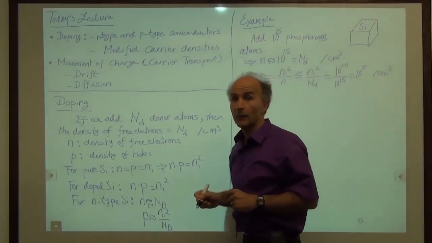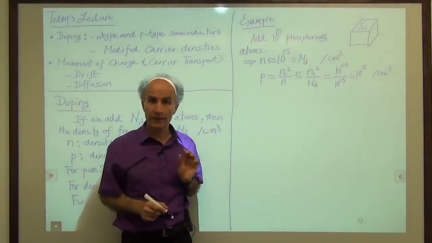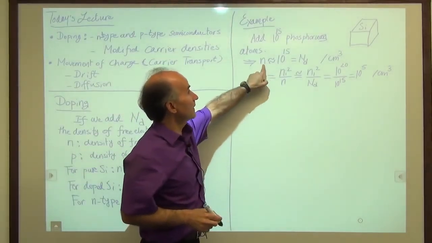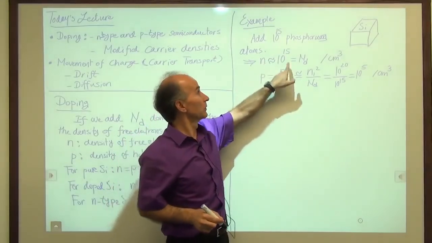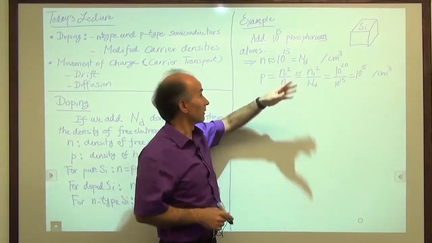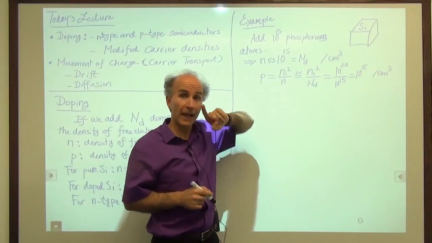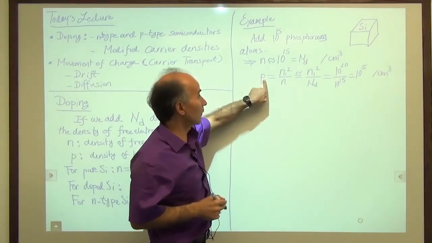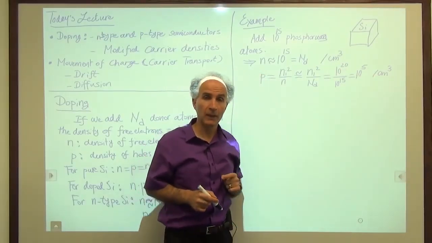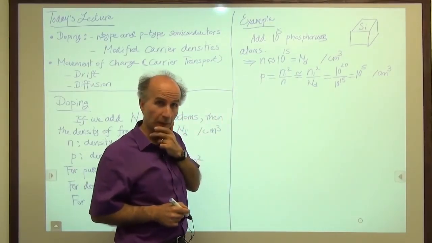So interestingly, by adding 10 to the 15 phosphorus atoms to 1 cubic centimeter of silicon, we managed to increase the number of free electrons to the same amount. So now it's much more conductive than before, 10 to the 5th times more conductive. So that's a huge improvement in conductivity. But at the same time, the number of holes dropped considerably. It dropped also by a factor of 10 to the 5th. So that's an interesting effect that happens when we perform doping.